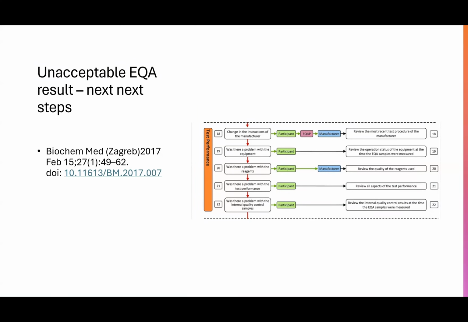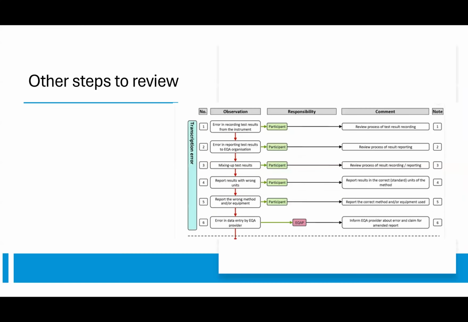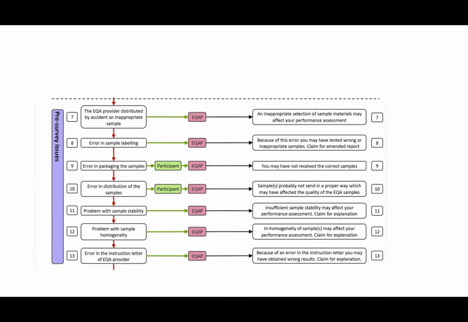But actually, in reality, there are huge other parts of EQA that you need to review. So you need to think about, one, was there a problem from a participant perspective? Did we make a transcription error? Did we record the result from the instrument wrong? Did we report it to our EQA provider wrong? Did we mix up the test results when we put them in? So was it a transcription error? Was there a problem from the EQA providers? Did they send us the wrong sample? Did they label it wrongly? Was there a problem with the sample stability? So the sample wasn't very stable when they posted it to us.